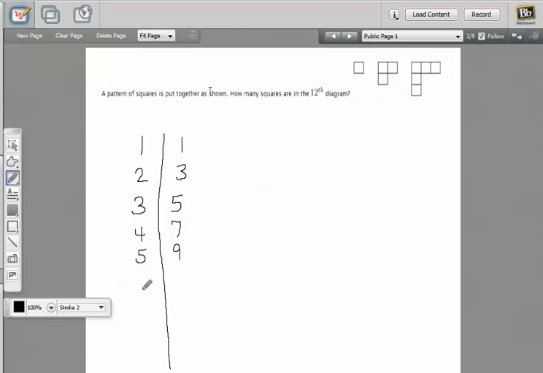So I'm just going to go ahead and continue this on. I'll try to write a little tinier so I can get all 12 in here. Almost get it in there. But we should get 23 squares in the 12th diagram.